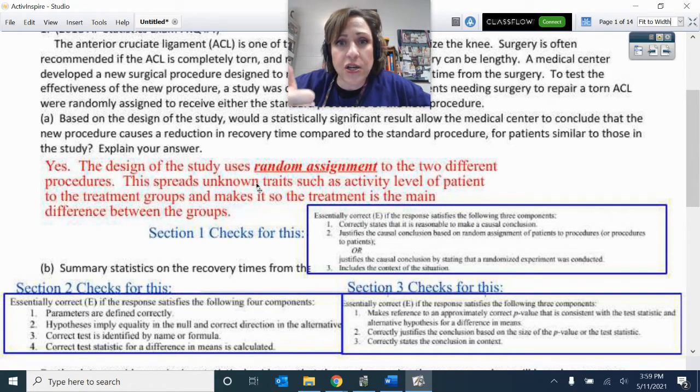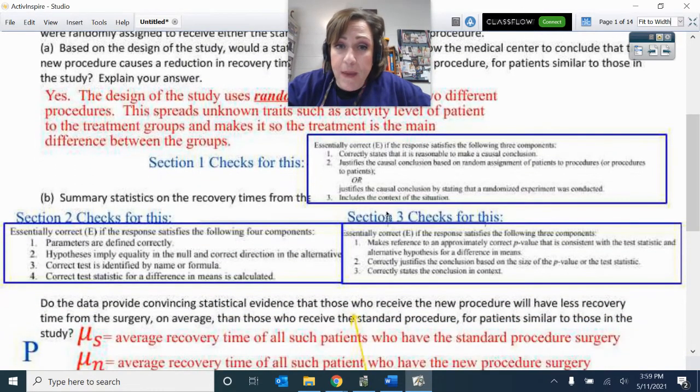I always just like to throw that in there because that is the connection. That is why it's spreading unknown traits evenly of the patients to the treatment groups, so that the treatment is the main difference between the two treatments. So here is how you get credit on this. I went ahead and I copied and pasted the grading guidelines here. You get a correct statement if you said that yes, you can make a causal relationship. You can say it causes a reduction, justified based on random assignment of the patients to the procedures.